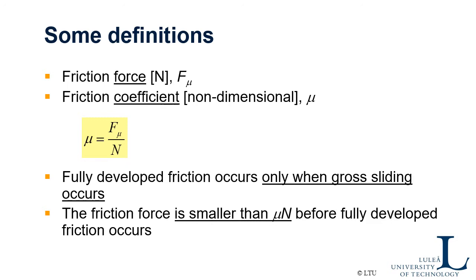But before you applied any force at all, the friction was zero, of course, because it didn't move. That means that the friction force is smaller than mu multiplied by N before fully developed sliding occurs. Before that happens, even if you apply the force, the friction force is actually the same as the force you applied until it starts sliding. Then it's also the same as the force you applied, because you must have force equilibrium, of course.